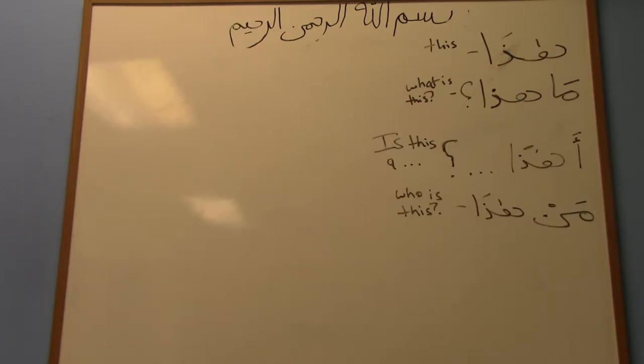Alright. On the next page, page number 11, the author continues with more exercises. We have here mahadha, what is this? Hadha dikun, this is a rooster. Manhadha, who is this? هذا مدرس, this is a teacher. أهذا قميص, is this a shirt? لا هذا منديل, no, this is a handkerchief. Okay. Once again, pretty straightforward.